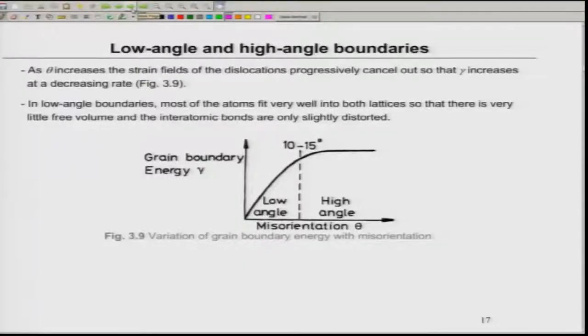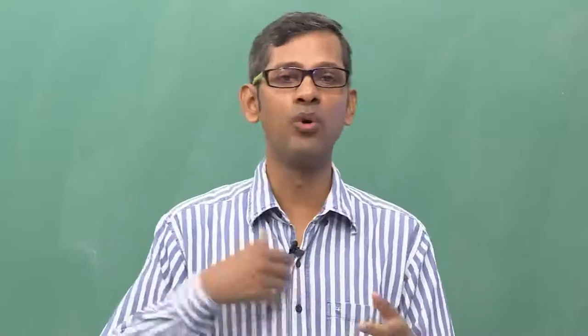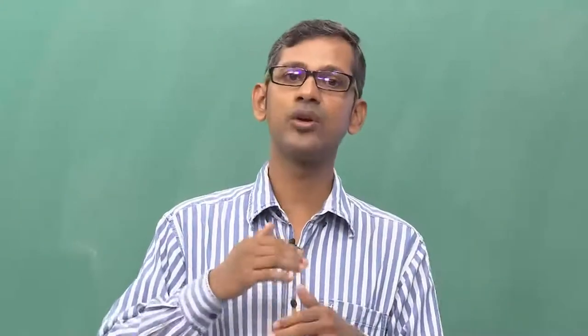Now, gamma is a function of theta for tilt boundaries, correct? If you see clearly, when the angle is very low, the number of dislocations is also low, and gamma is low. When the angle increases, gamma slowly increases, but after 10 to 15 degrees gamma tapers off. Why? As I said, after 10 to 15 degrees you cannot put in more dislocations; the dislocation cores have overlapped.